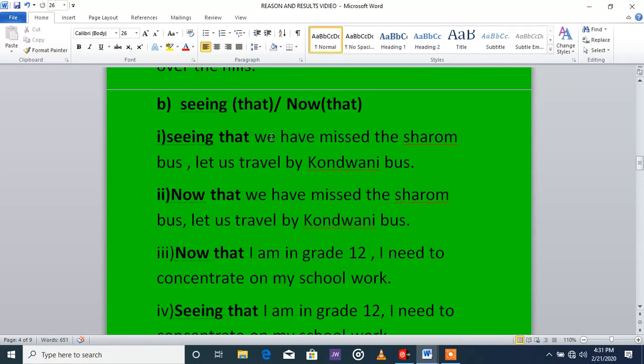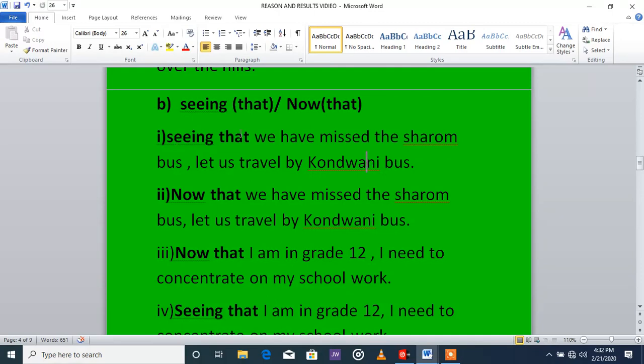Number one, seeing that we have missed the Shalom bus, comma, let us travel by Kondwani bus. Now, why are they using Kondwani bus? Because the Shalom bus has left, or the departure was earlier than when they came, or maybe the bus was full of people. So now they are deciding on another option, which is to travel by Kondwani bus.